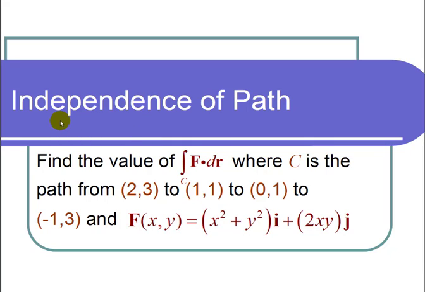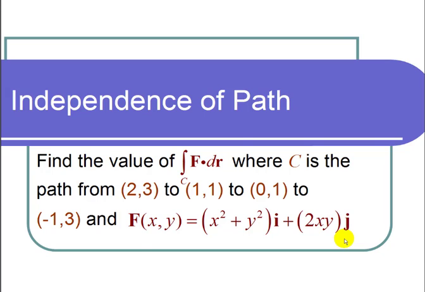This is a video on independence of path. The question states, find the value of the line integral over the curve C of f dot dr, where C is the path from the point (2, 3) to (1, 1) to (0, 1) to (-1, 3). And f is the vector field (x² + y²)i + 2xy j.